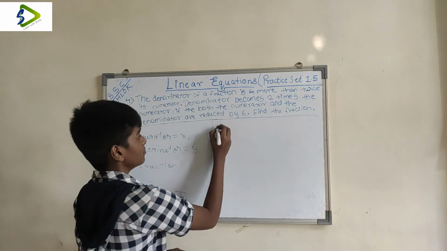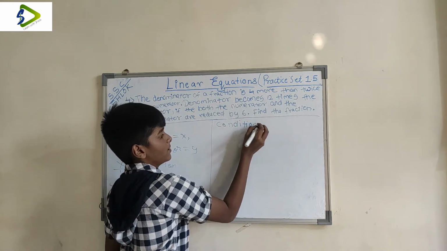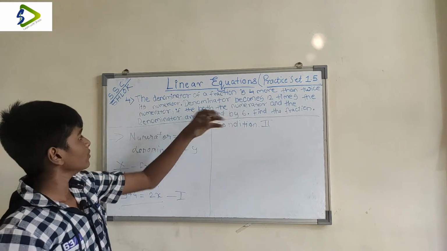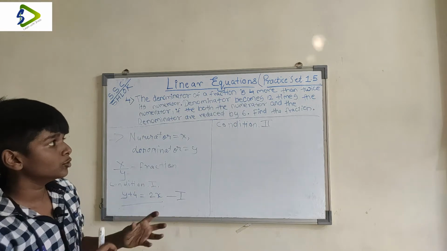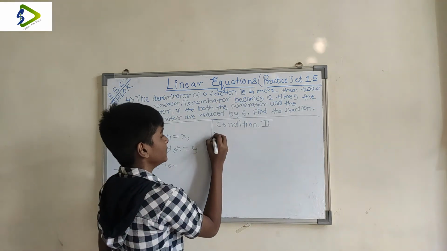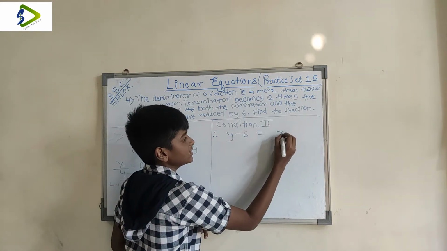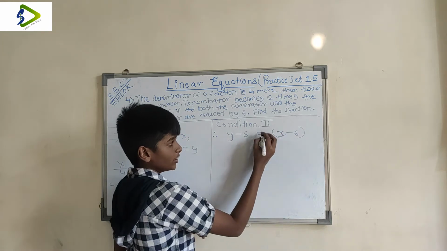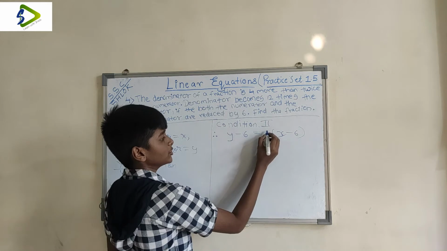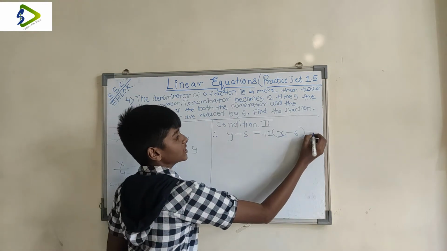Now condition number 2. The denominator becomes 12 times the numerator if both the numerator and the denominator are reduced by 6. So if y is reduced by 6 and x is reduced by 6, these are not equal. If you want to equate them, you have to multiply by 12. That is what the second equation tells us.